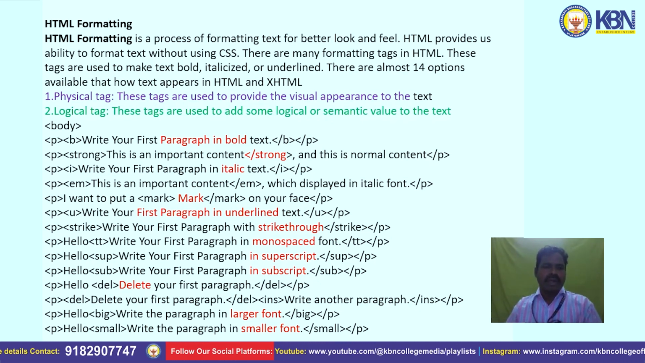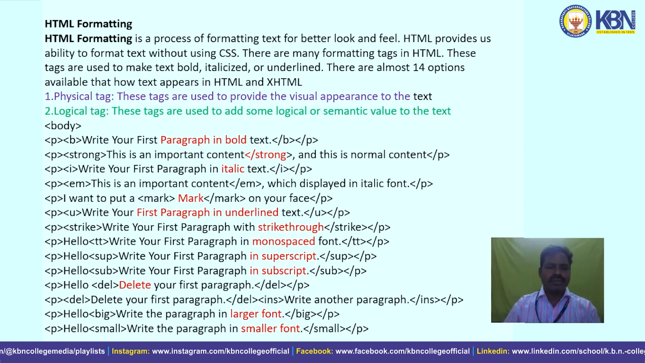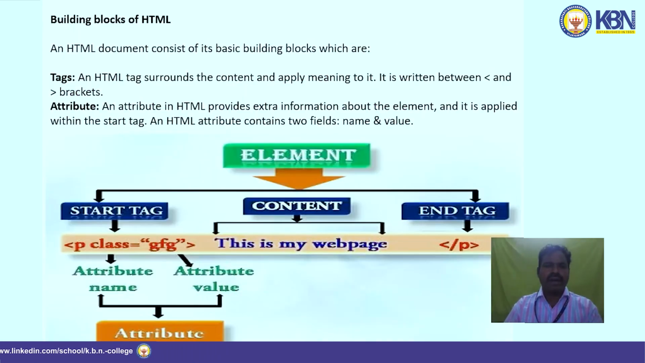For example, text bold. B means bold tag. Next, text strong. Strong means strong tag. Next, paragraph tag. Next one, mark tag. Like that, first paragraph P1. Next, strike tag. This is also a formatting tag, monospace tag, superscript tag, subscript tag, large font, small font. All 14 types of formatting tags are available in an HTML document.